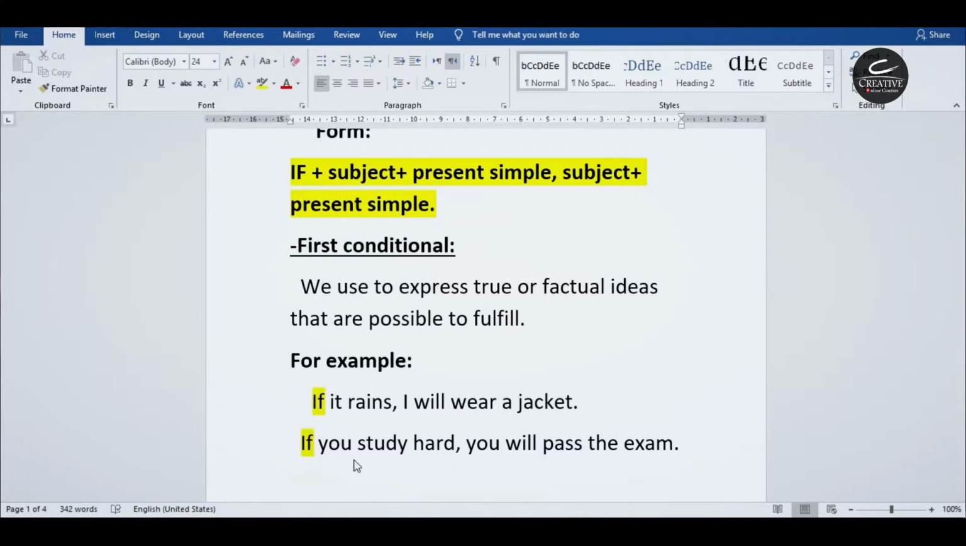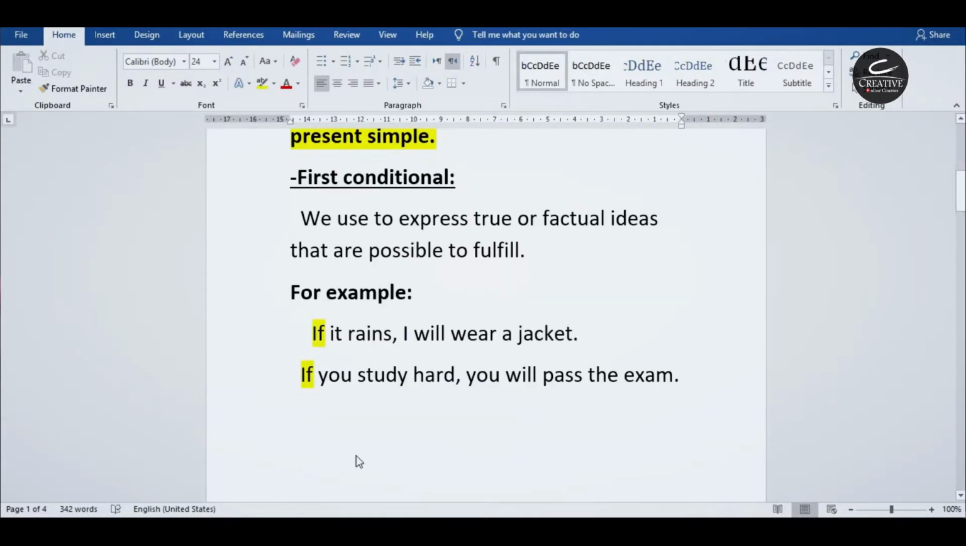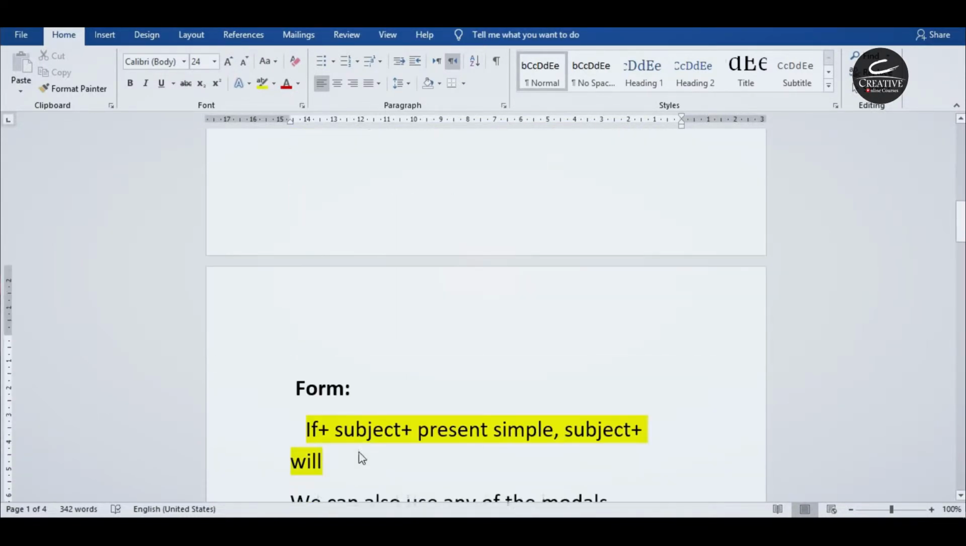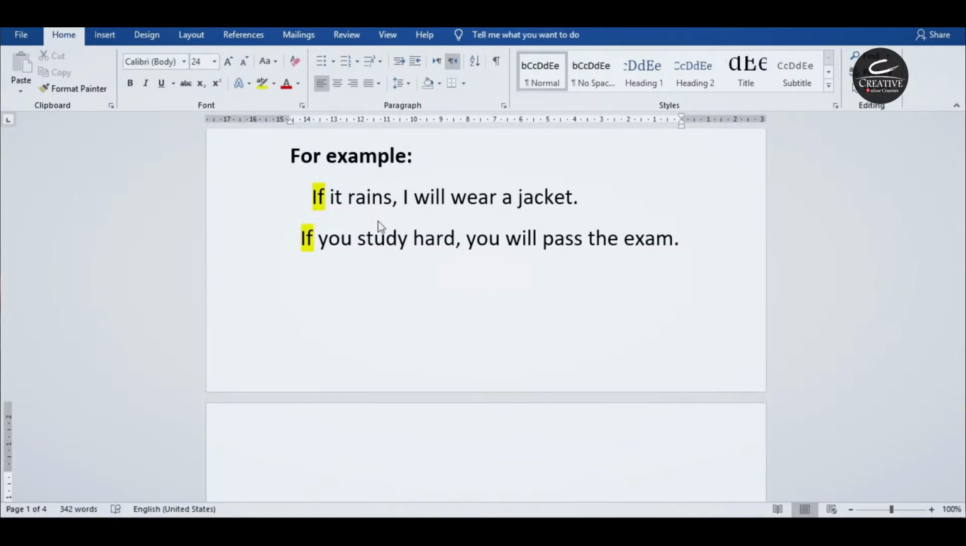Okay, so if you're gonna study hard, okay, this is something. So you're gonna pass the exam, which is something possible to fulfill. Okay, in this case, we use the present simple in the first part of the sentence, okay? Then we use will plus the infinitive, okay?